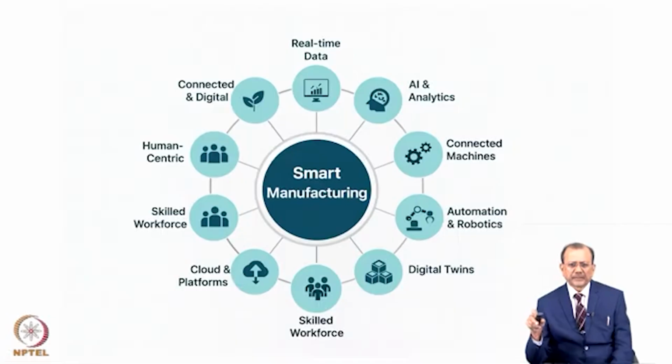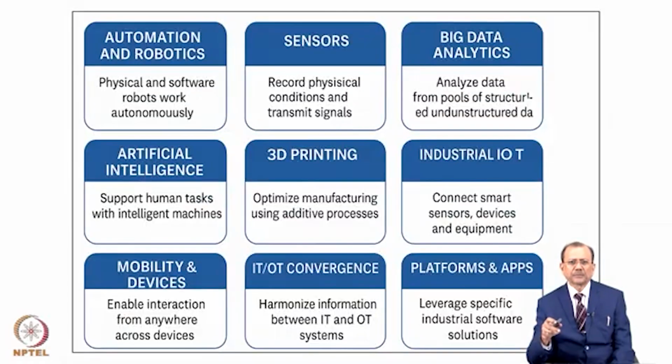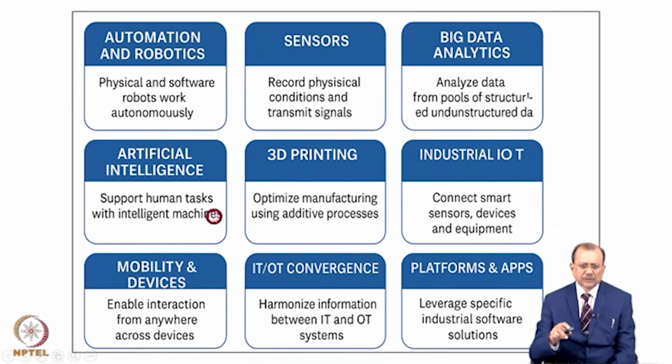This is another picture of the technologies in use for smart manufacturing, which we had already discussed. Here we are seeing some applications of these technologies, like automation and robotics, where physical and software robots work autonomously. You can see that in the first picture. Then sensors record physical conditions and transmit signals. So knowledge about all these technologies along with their applications is very much required if somebody is working on smart manufacturing concepts. In this slide, there is 3D printing, optimized manufacturing using additive processes.